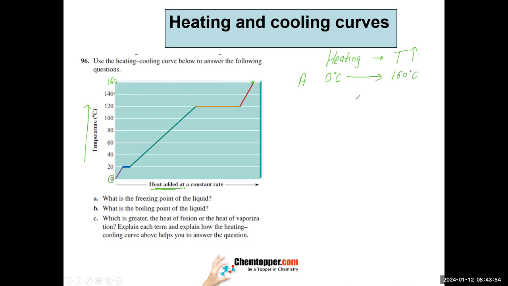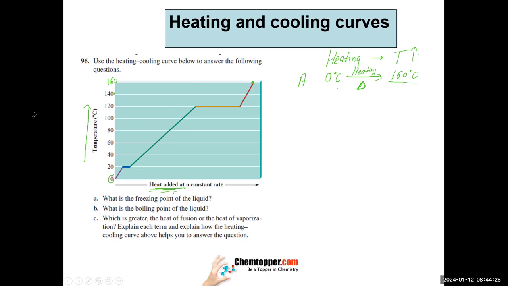Please understand this concept. There is a substance at 0 degrees Celsius. You are heating it. Triangle means heat. You are heating and raising the temperature to 160 degrees Celsius. Heat is added. Temperature is going up. The graph will appear like this. Let's try to understand what is happening.